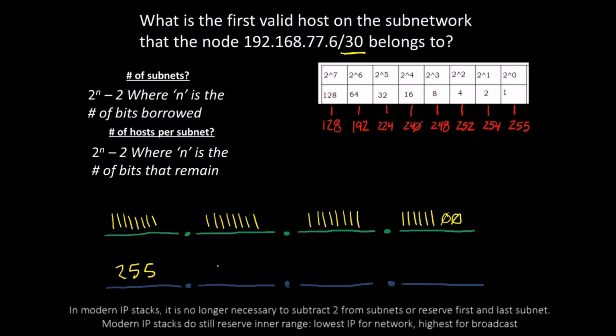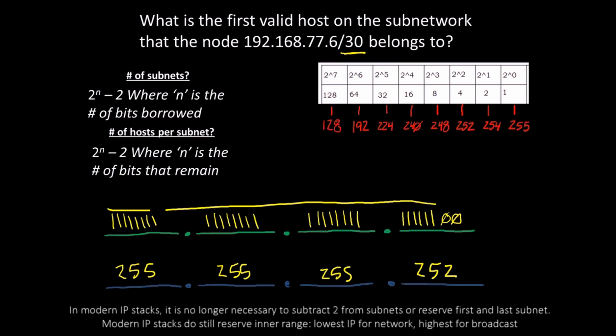So 255.255.255, and I'm going to go ahead and add this up, and I'm going to get 252, which is those first 6 bits turned on. So all of these bits belong to the network. These 2 belong to the host, and it's time to figure out our number of subnets and number of hosts per subnet. So I have 30 bits turned on, so 2 to the 30 minus 2 is our number of subnets.